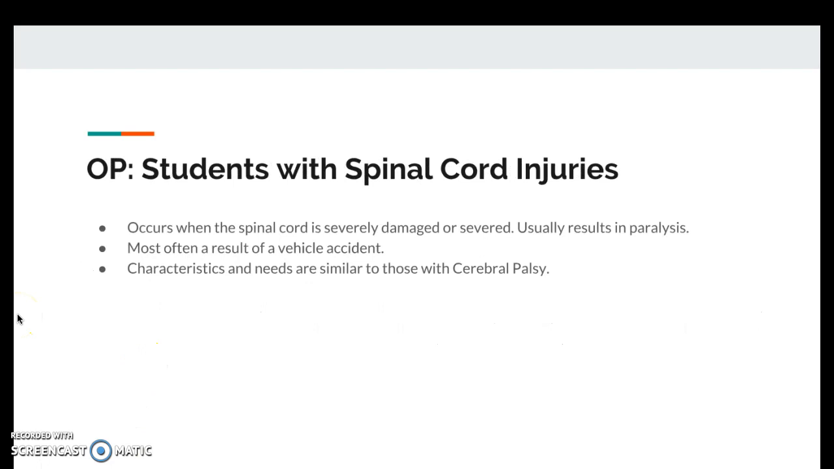And then the next slide is about students with spinal cord injuries. This occurs when the spinal cord is damaged, and this usually results in paralysis. Most often it's a result of a vehicle accident. And the characteristics and needs of the students are similar to those with cerebral palsy.